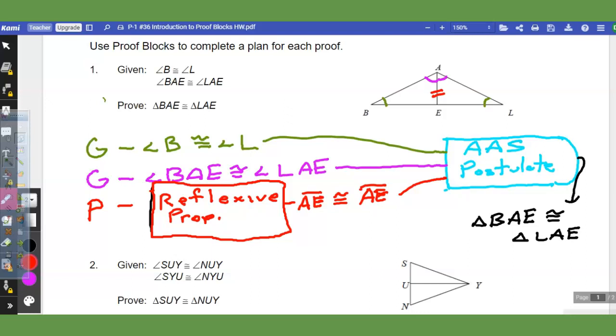Okay. And then tomorrow we'll transition to using the two-column proof and what comes after this, so we can really make it a formal proof. Okay. Any questions before we go? All right.